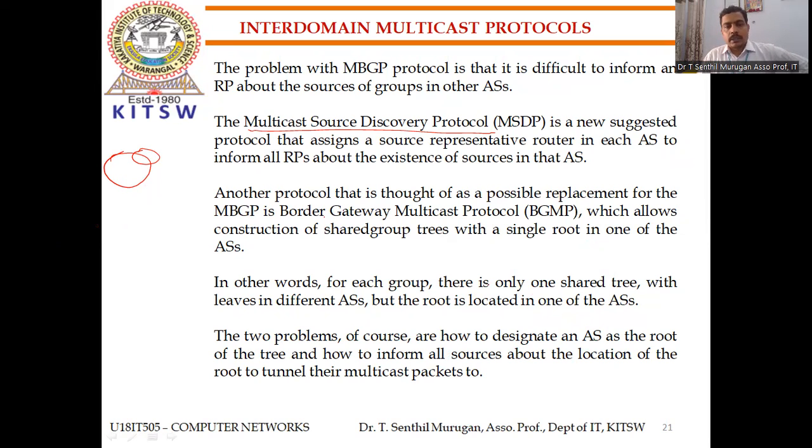Another one is the Border Gateway Multicast Protocol. This Border Gateway Protocol we already know. This protocol allows construction of shared group trees with a single root in one of the autonomous systems.